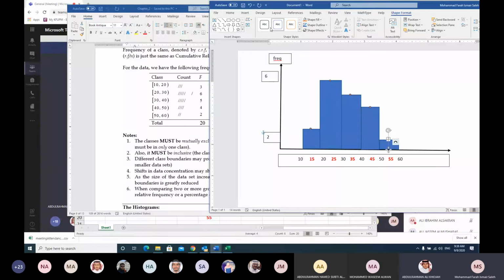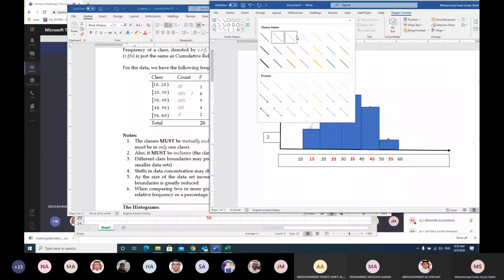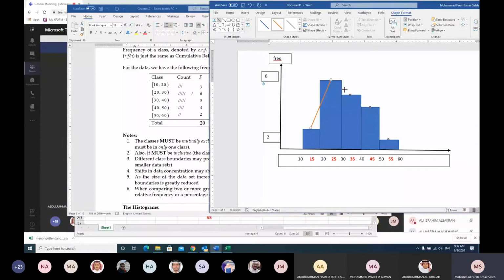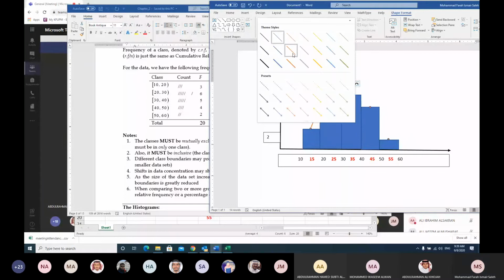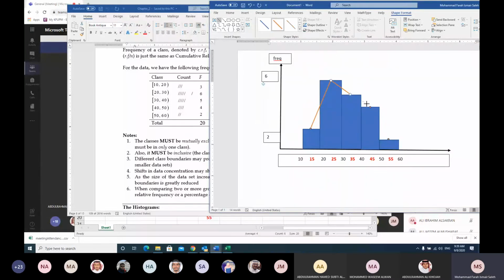If you match between these points by sharp lines, you will get a graph. The name for this graph is frequency polygon. What's the name, Shabab? Frequency polygon, the midpoint with the frequencies. And we should close it from the left side and the right side by adding one midpoint to the left and one midpoint to the right.